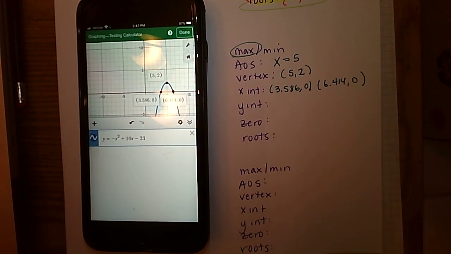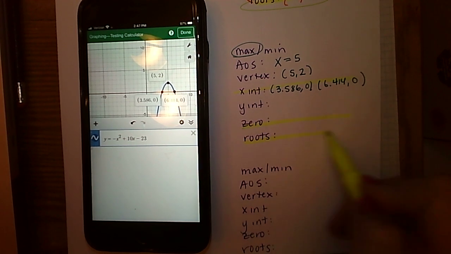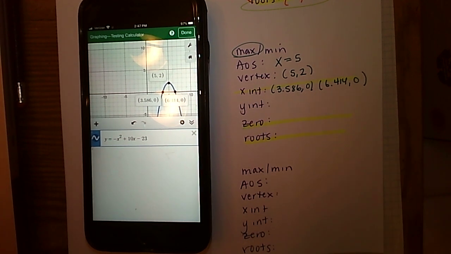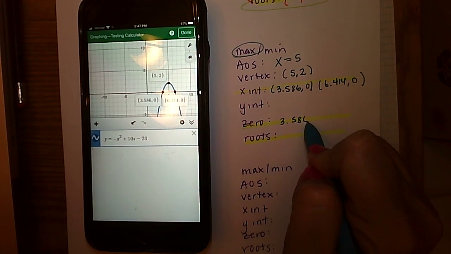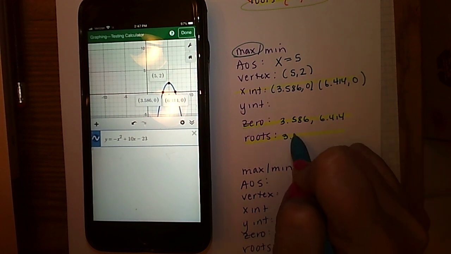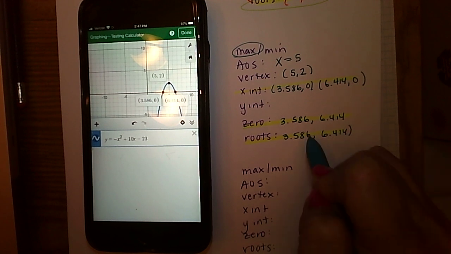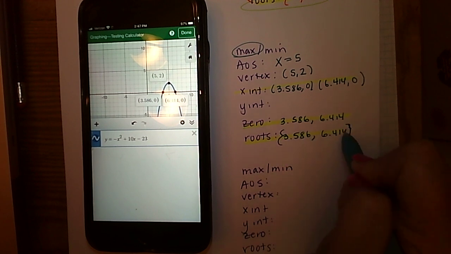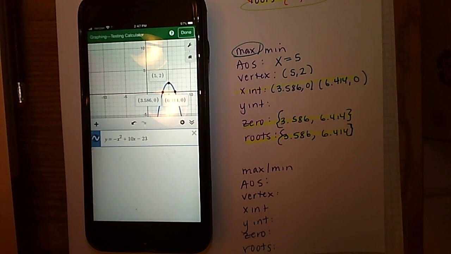Right away, because my mama didn't raise a fool, we all know that x, x, x, they all match. So right away, 3.586, 6.414. Right away, those three match, fill them in.